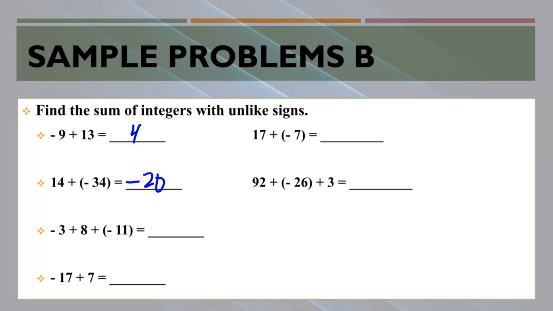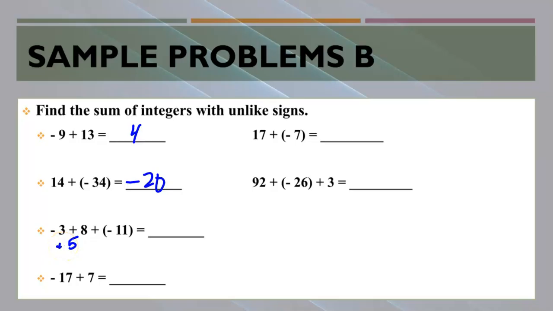Or again, if you want to think of the absolute value, the absolute value of negative 34 is 34, and the absolute value of 14 is 14. 34 is bigger than 14. Next, negative 3 plus 8, the signs are different. So that means I subtract them. So 8 minus 3 is 5. Because 8 is bigger than 3, I go with the sign on 8, which is positive. So this is a positive 5.